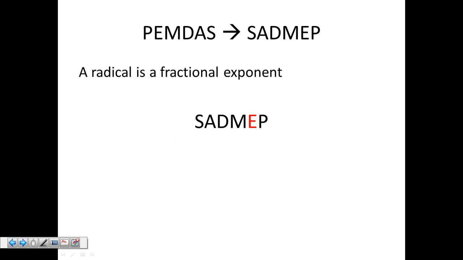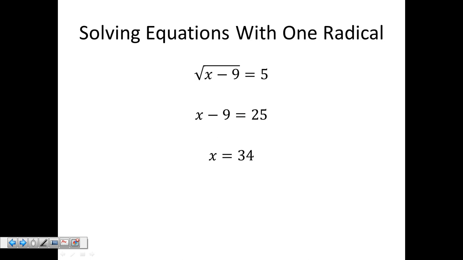So, the thing to remember is that a radical is a fractional exponent. So when we're talking about the order of operations, or really in this case running the order of operations backwards in order to solve for the variable, you need to wait to do that radical until you get to the E portion of SADMEP, the exponents portion. You want to get rid of anything outside the radical first. And you're going to do that by subtracting or adding, dividing or multiplying before you use an exponent to get rid of the radical.